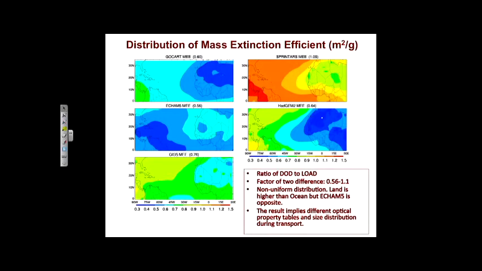And these gradients, you can see around 30-40%, from 0.43 to 0.56. That's how Goddard does it. Some models start from 0.7 to 1.1 or so, and some models, this one is higher over land and then goes lower. So this diagnostic variable shows that model behavior is also very different. That means dust transport is very model dependent. Also, size distribution is another factor.